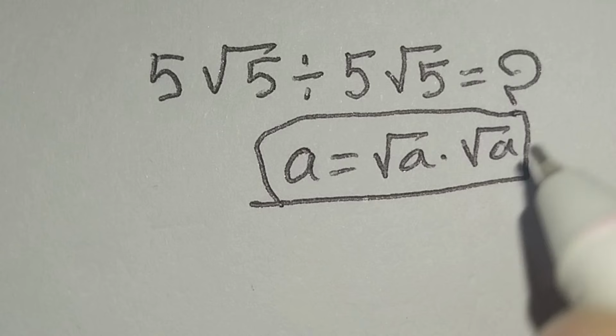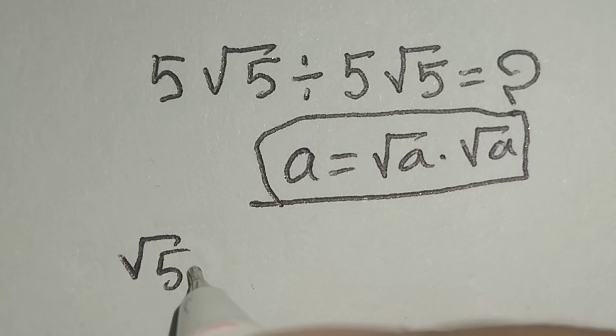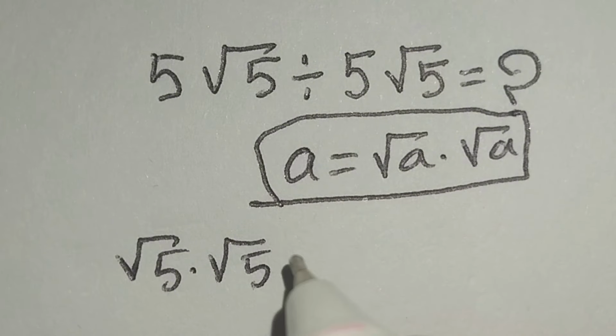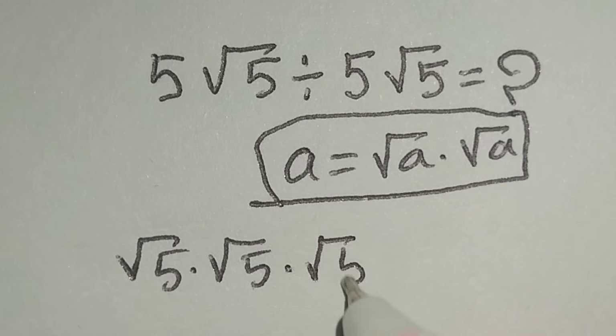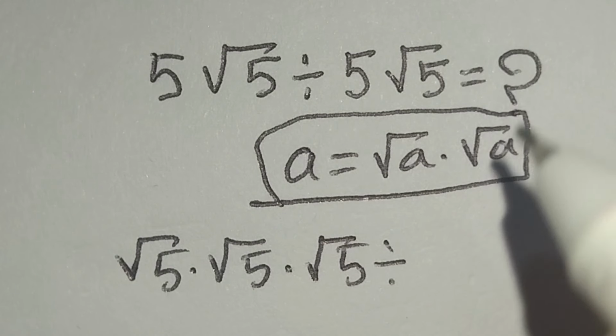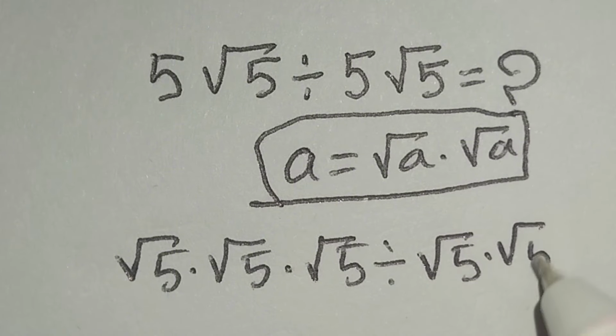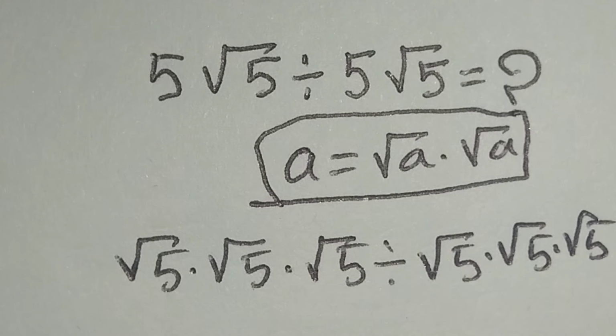According to this property, we can write this 5 as square root of 5 times square root of 5, divided by, also we can write this 5 square root of 5 as square root of 5 times square root of 5 times square root of 5.